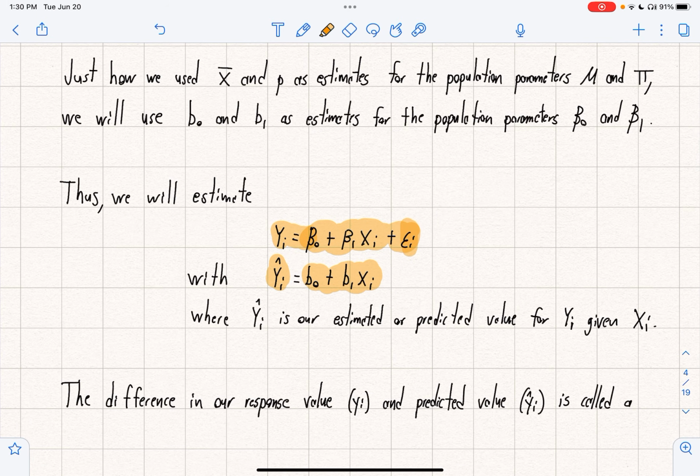So the goal now is to decide what line is best, right? We can make an infinite number of lines. Which one is best? So we need to discuss the difference in our response value and our predicted values. So we want to look at the difference between y's and y hats. So this will be called a residual.